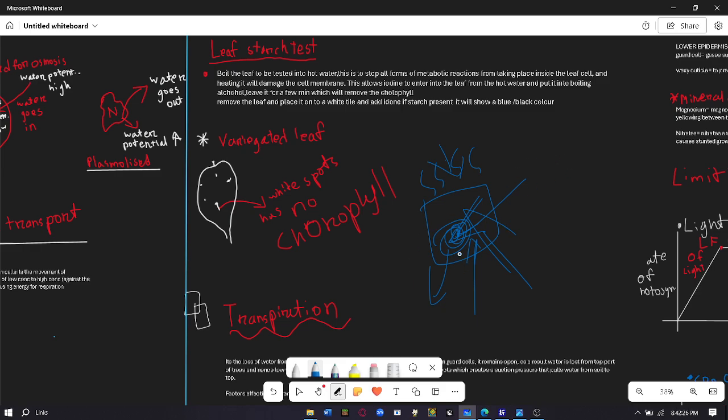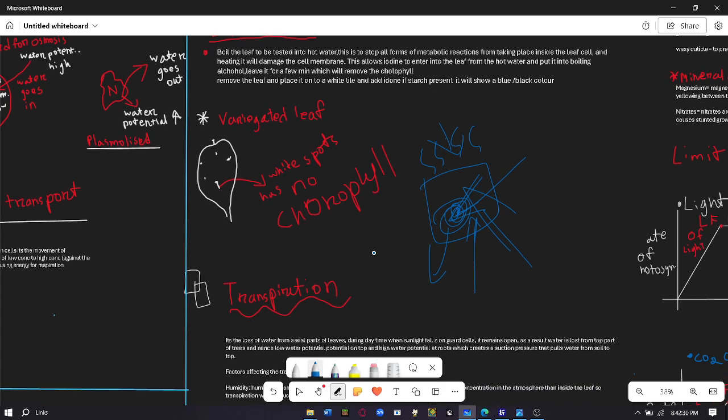Then we will add iodine. If you see a color change, then there's starch. If you don't see a color change, then there's no starch. And a variegated leaf is basically a leaf which has white spots. Those white spots have no chlorophyll, so when you add iodine, the parts with chlorophyll will change, while the ones without chlorophyll will have no change.